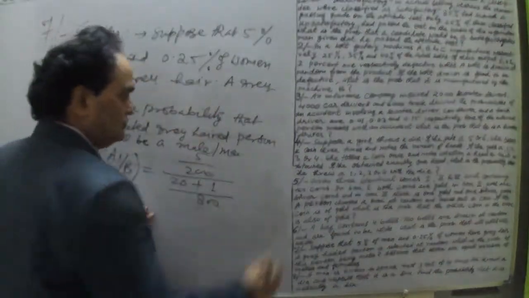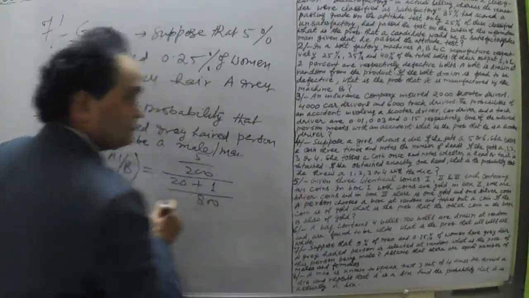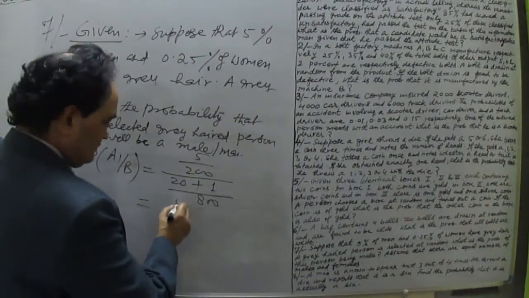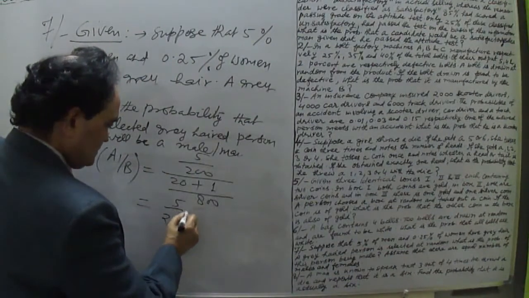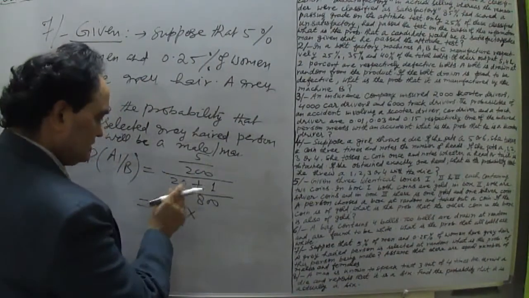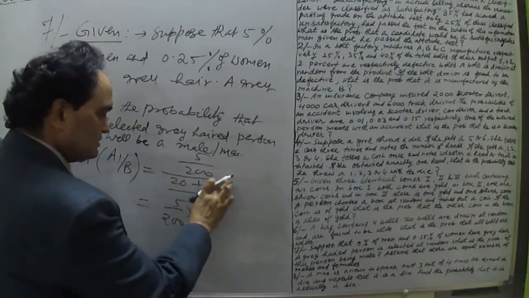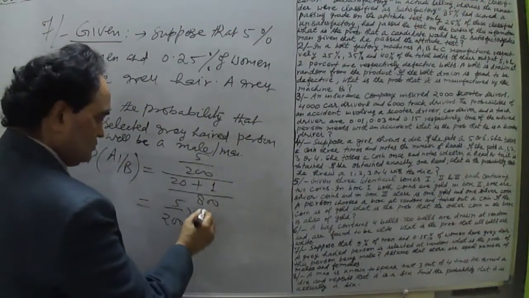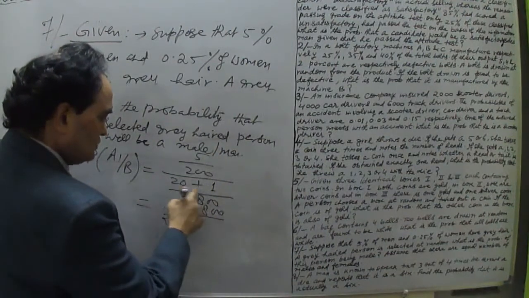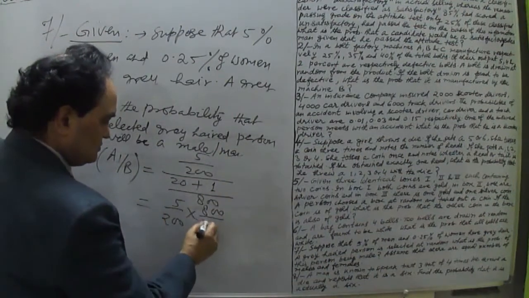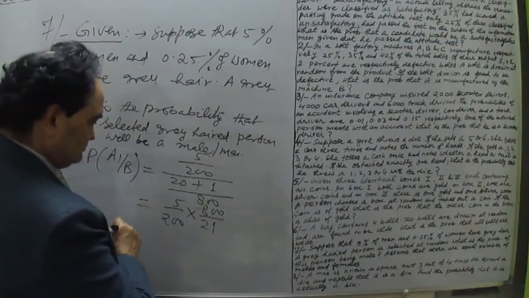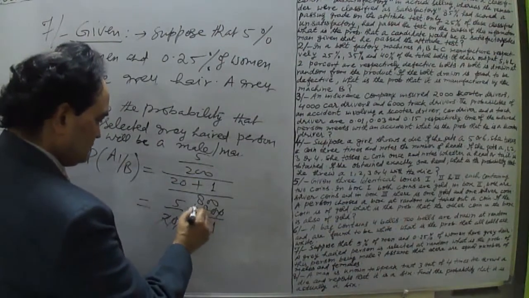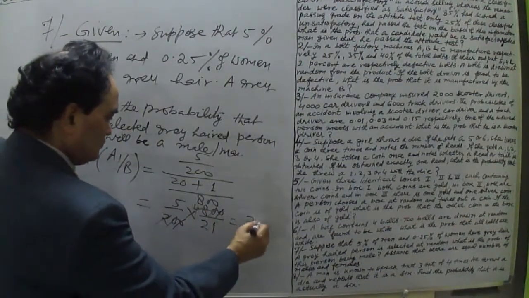Now let us reverse the denominator ratio and take it in the numerator, and we will get the final answer. 5 upon 200, this division sign is changed into multiplication sign, and the denominator ratio is reversed. It will be 800 upon 21, since 20 plus 1 is 21. So we have 20 upon 21.